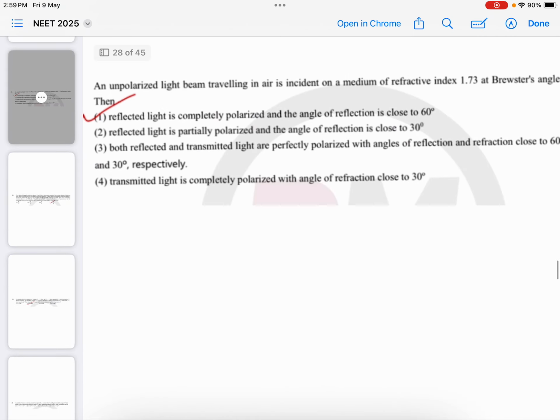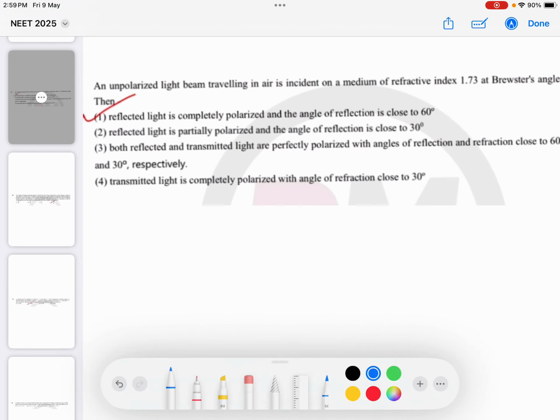Next question, which belongs to wave optics. In wave optics, the particular topic is polarization. An unpolarized light traveling in the air is incident on a medium of refractive index 1.73 at Brewster's angle.